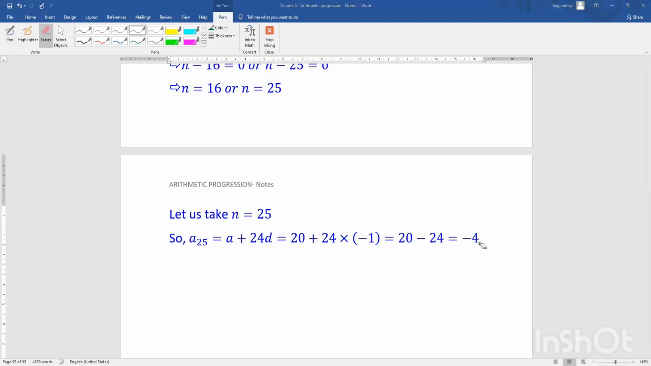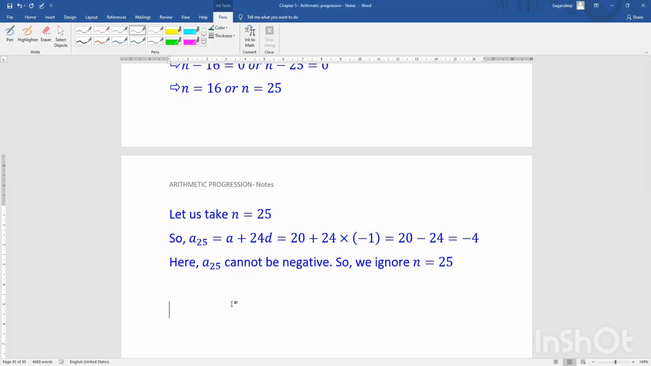So here we got minus 4. That means here a25 cannot be negative. That is, the number of rows, or n value, cannot be negative. So the value a25 should never be negative. So we ignore n equals 25.